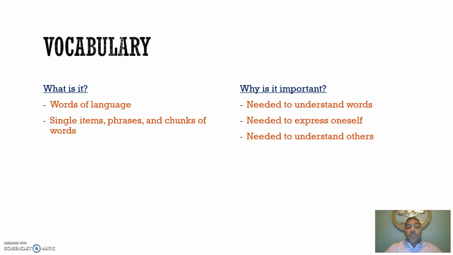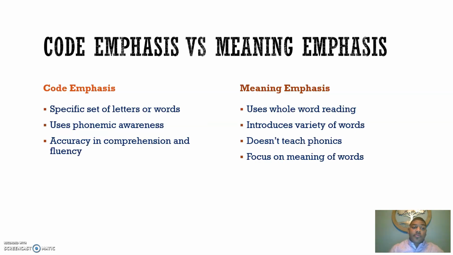Then we get into our vocabulary. What is it? It's words of language. It's single items, phrases, chunks of words. Words that we're learning the meaning of and how to understand what someone is trying to say, trying to understand a better way to express ourselves by having a good knowledge of the words we're using, what their meaning is, and how to connect them to make it all make sense when we're trying to project that out to someone or listen to someone as well.